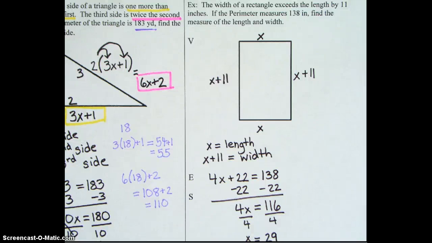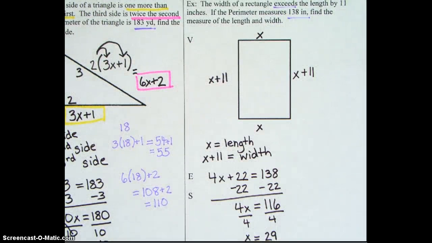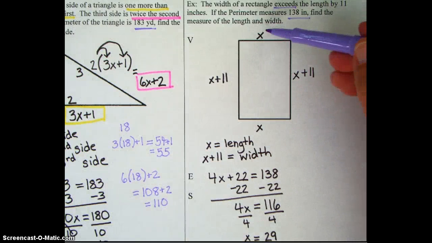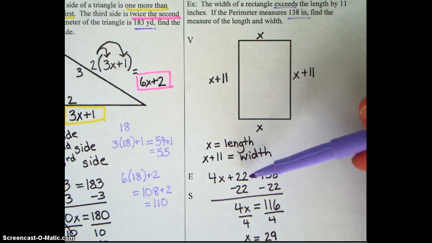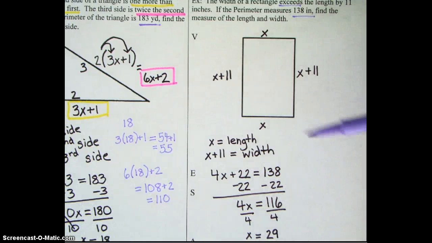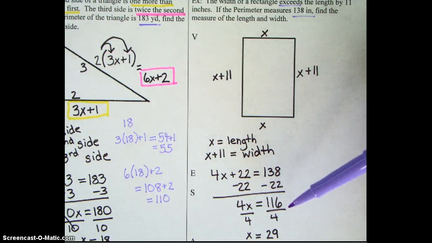Okay, the last example. The width of the rectangle exceeds the length by 11 inches. If the perimeter measures 138 inches, find the measure of the length and width. The word exceed means plus. So if we set the x to be the length, the width ends up being x plus 11. x plus x plus x plus x gives us 4x. 11 plus 11 gives us 22, equals 138. If we subtract 22 from both sides, we're going to get 4x equals 116. And if you divide by 4, you're going to get 29.